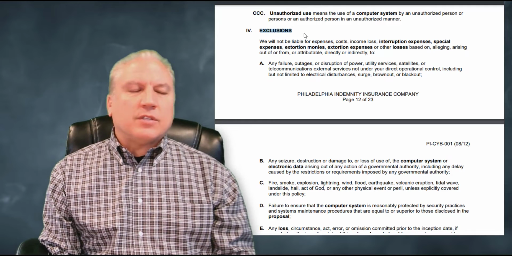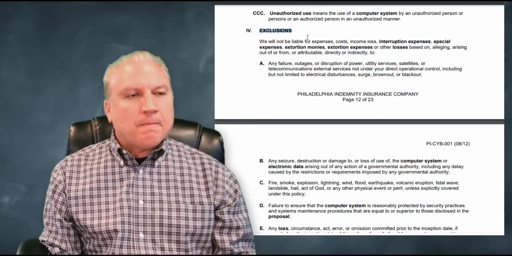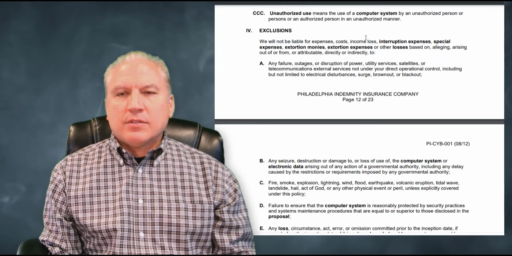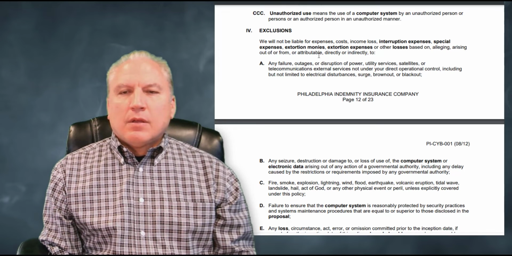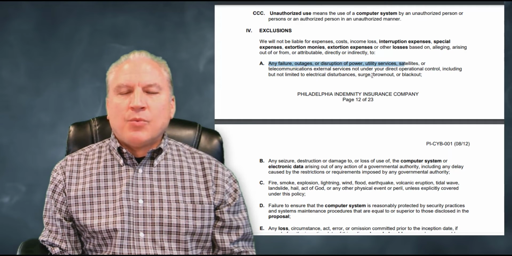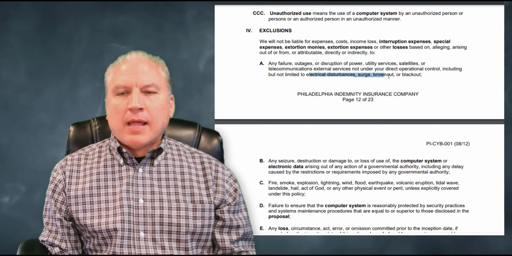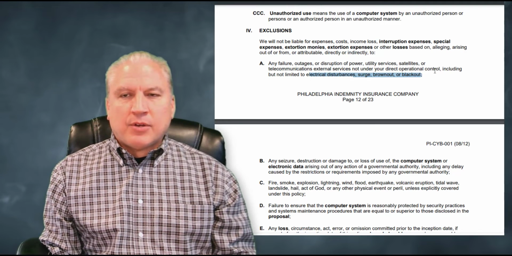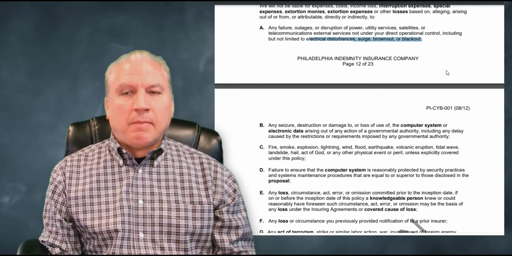Here are the exclusions. These are pretty standard exclusions on a cyber policy. We will not be liable for expenses if any failure of the utilities was outside of your direct control, including blackout, brownout, surge. So if your power company sends 1,000 volts and zaps all your stuff, not going to be covered under your policy unless you have an endorsement back for this.